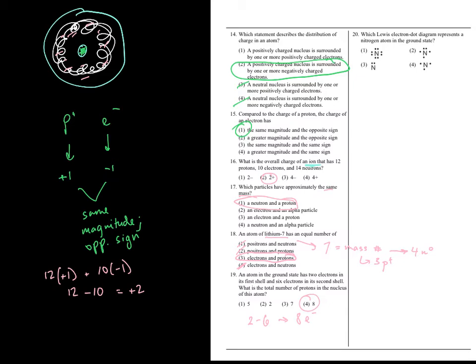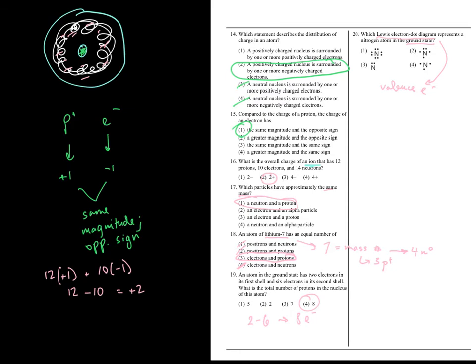Now number 20. Which Lewis electron dot diagram represents a nitrogen atom in the ground state? Okay. Well, let's not even focus on the ground state. Let's focus on Lewis electron dot diagram. So these use valence electrons. Valence electrons are the last number in the electron configuration.